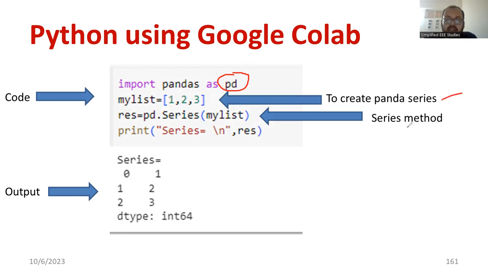To create a pandas series, you use the Series method with this command: pd.Series(my_list). I need to print this particular series, so print of series, res. Res I already called. Now if I go for the run button, I'm able to get the output as a one-dimensional array. All are integer data type only. This is the way how to use pandas for creating a one-dimensional array in Google Colab.